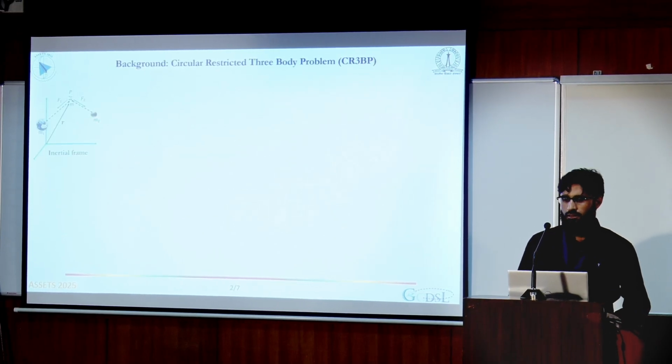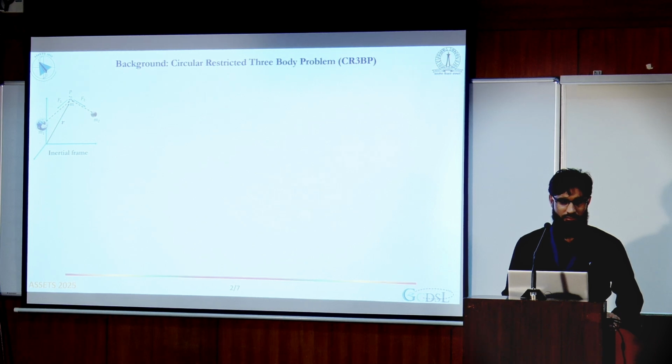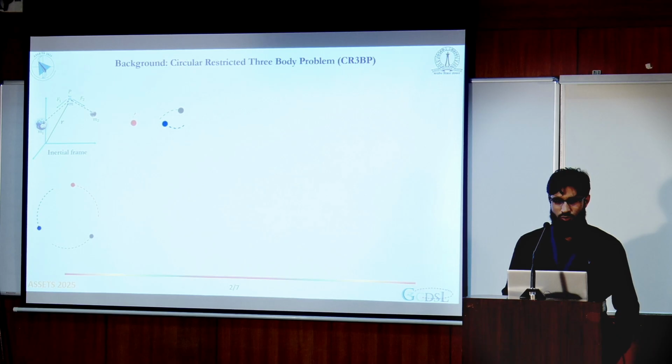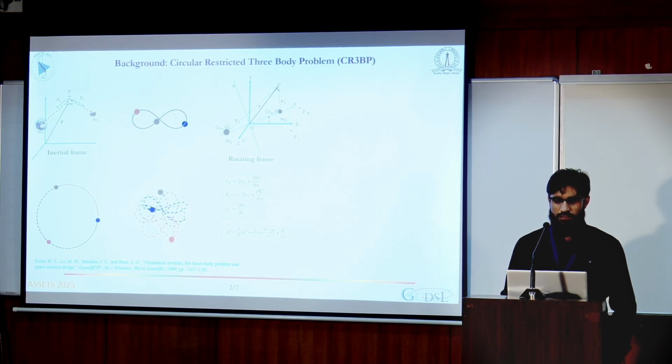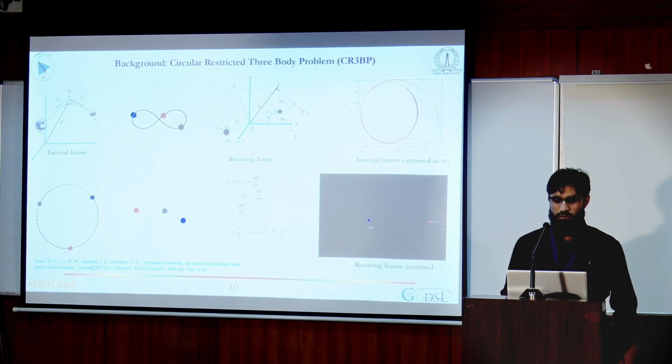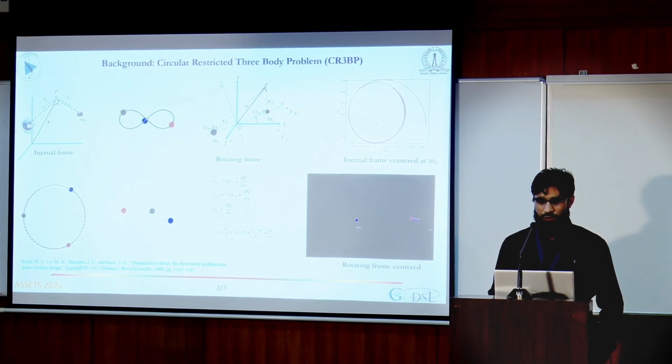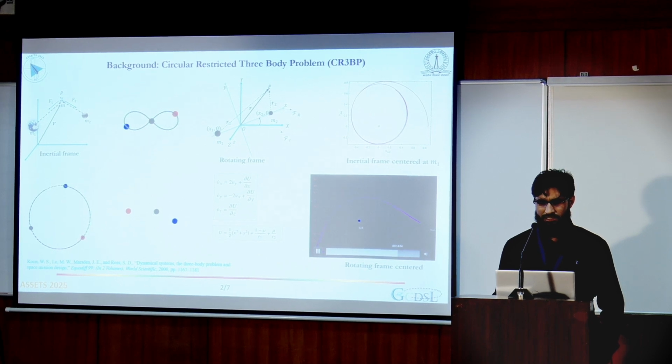So cislunar space dynamics is modeled with the three-body problem, and here are the periodic three-body motions for specialized initial conditions, and this is for the deviated initial condition. And if we assume one of the masses to be smaller as compared to the other two, and take the rotating frame, we get what is known as the circular restricted three-body problem, and this is the nonlinear dynamics which we get. And this shows the trajectory in the inertial and the rotating frame for a spacecraft.